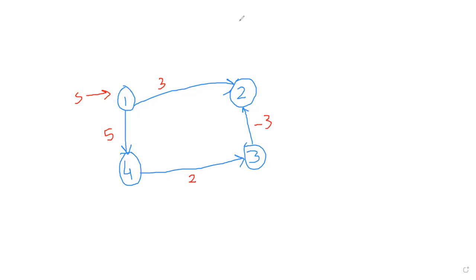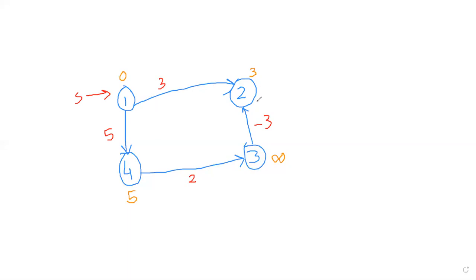So here find the value. Since the source vertex is 1, the cost of 1 is 0. Cost of 2 is 3, because you have a directed path from 1 to 2. Cost of 4 is 5, because you have a directed path from 1 to 4. Now the cost of 3. What is the cost of 3 from 1? You don't have a directed path from 1 to 3, so initially it will be infinity.